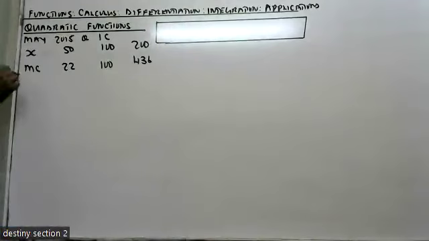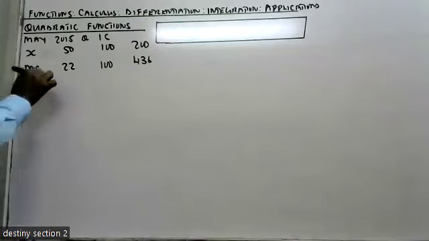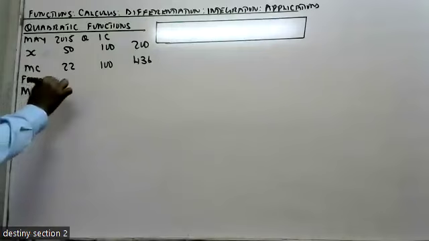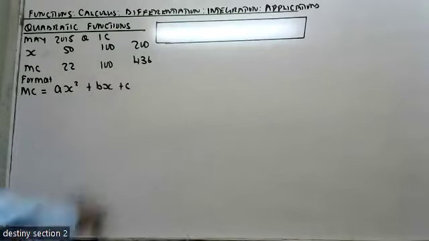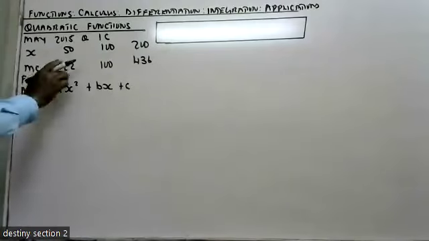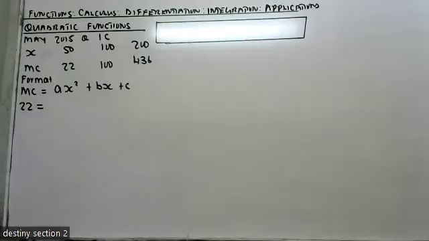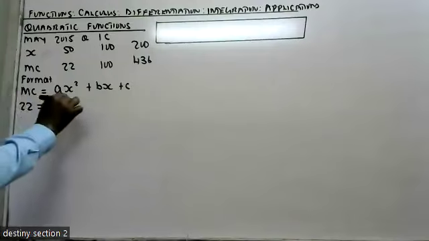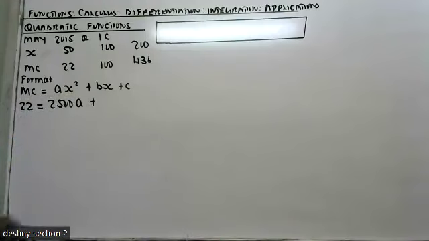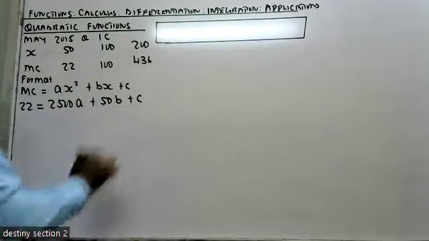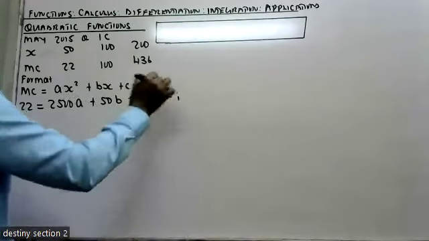Now, with that, you come and tell us the format. MC is equal to AX squared plus BX plus C. I told you this one keeps on changing depending on what you are dealing with. You can as well retain it as y, as long as you know what it stands for. So with that in mind, we start substituting. Taking the first one, we say 22 is equal to A times 50 squared. So 50 squared, according to my calculator, is 2500 A, then plus 50B, plus C. And this one, I will call equation number one.